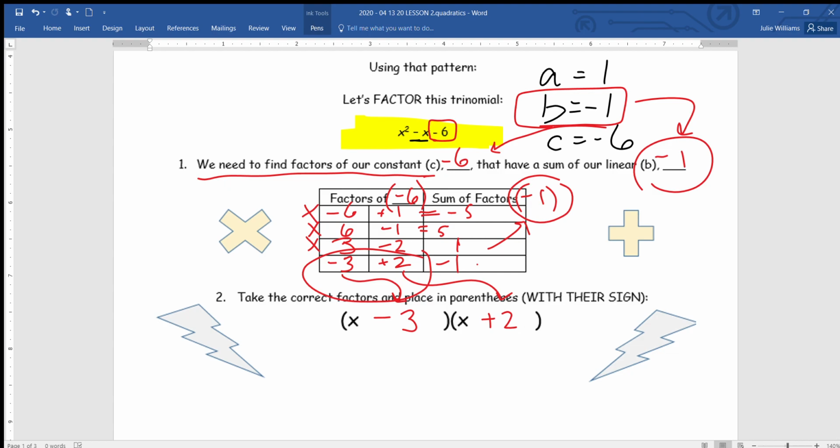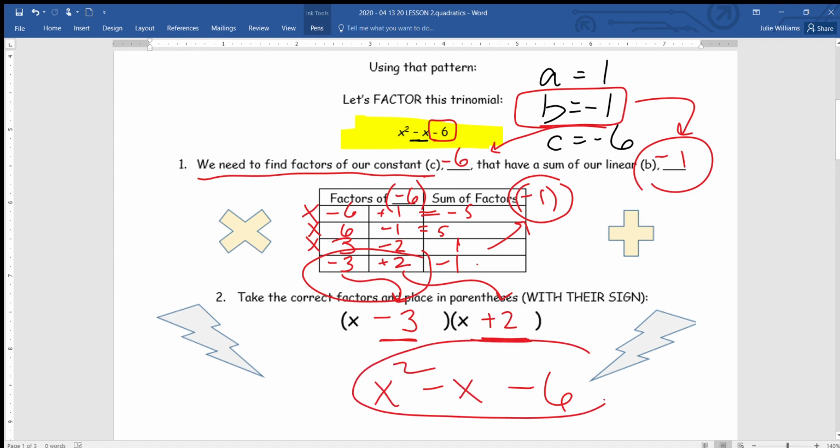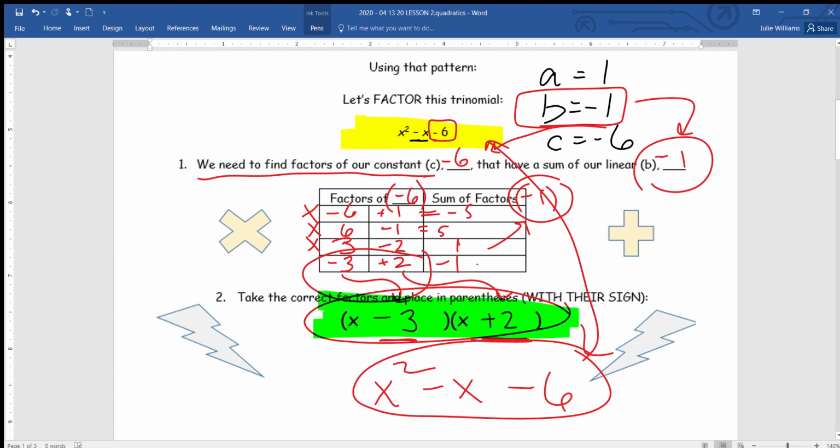Okay, you can certainly check it, right? You could use the relationships that we already discovered, that this times this has got to be the C term, so that's -6. We know that this plus this has got to be the B term, so that's -1 or -x, and we know it's x squared. These two are equal, okay? So this is the factored form of what I started with, okay?